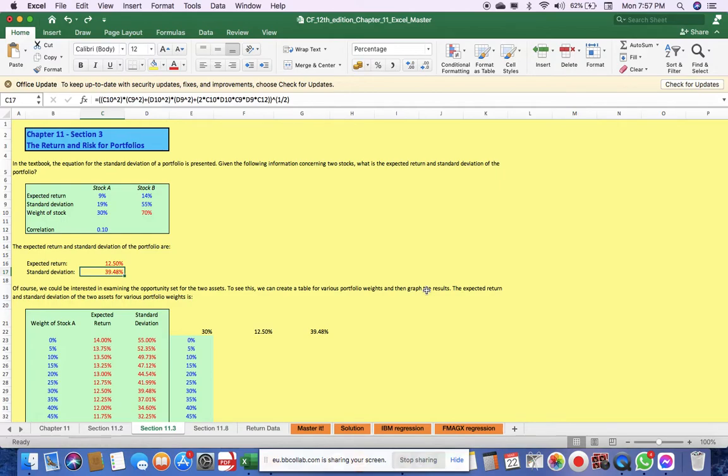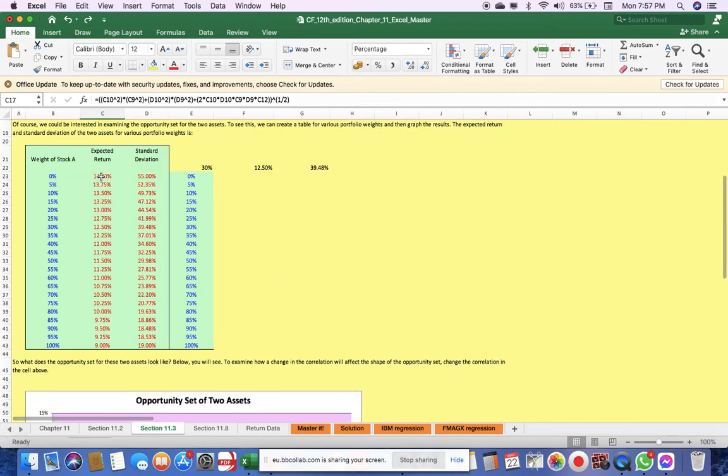Standard deviation of stock A squared multiplied by weight of stock A squared, plus standard deviation of stock B squared multiplied by weight of stock B squared, plus, since there are two stocks, 2 multiplied by weight of A multiplied by weight of B multiplied by standard deviation of A multiplied by standard deviation of B multiplied by correlation, all to the power of square root, will be the standard deviation of the portfolio. This much you calculated. Okay, students, this much you calculated.